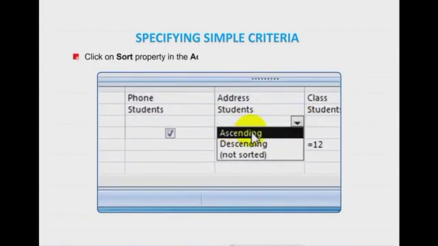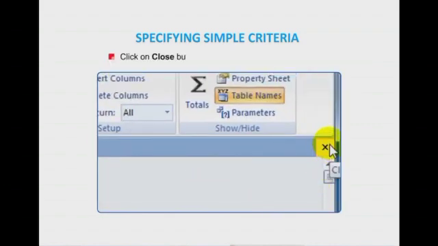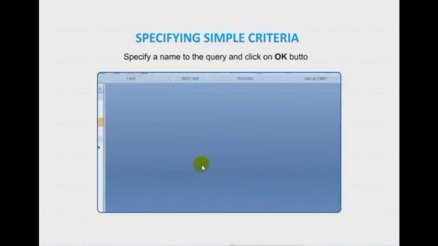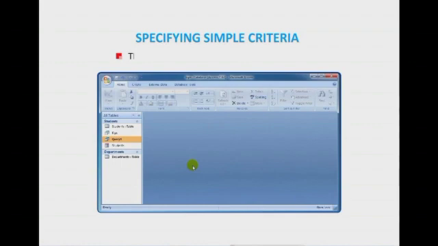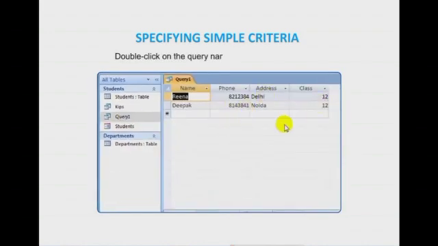Click on the Sort property in the address column and set the ascending order. Click on the Close button of the query window to save the query. A dialog box will appear asking you to save the query. Specify a name and click on the OK button. The query name will appear in the navigation pane. Double-click on that query name to view the query output.